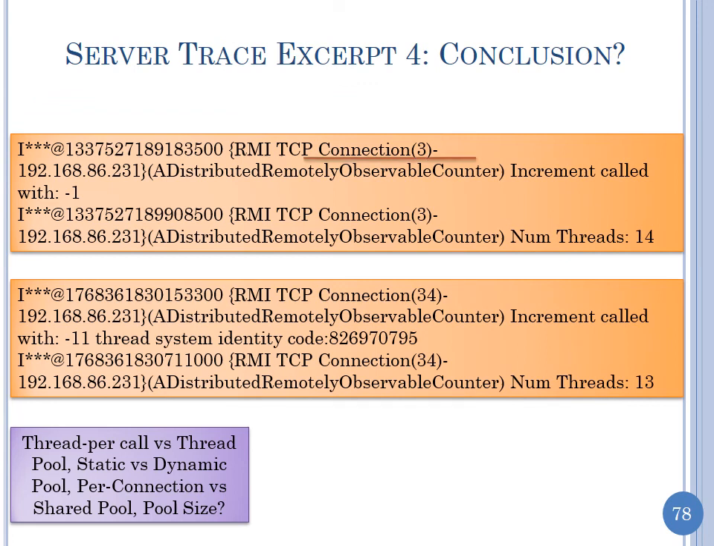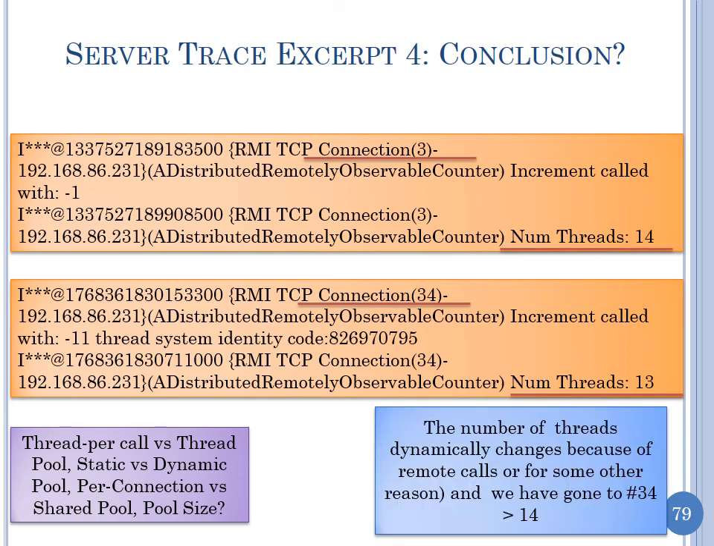Now we've got some more data. We've got 3 here, and num threads 14, and we've got 34 next. So Yuji thought that these thread IDs are reused, but we've gone all the way down to 34. And the number of threads is different now. It's 13. So what conclusions could we draw from this?